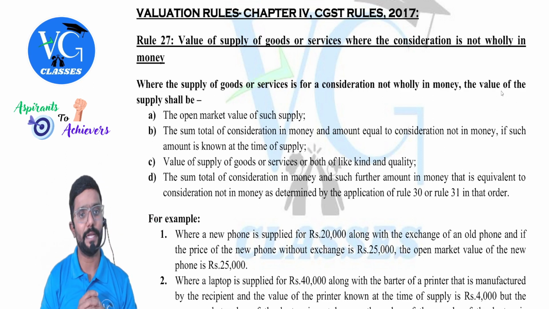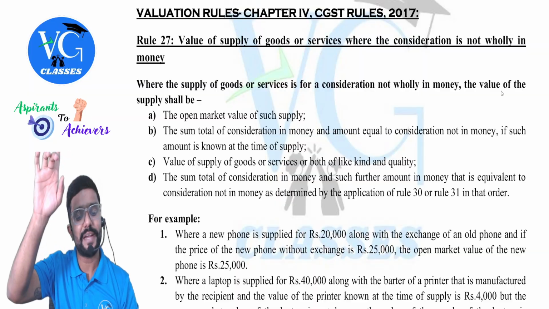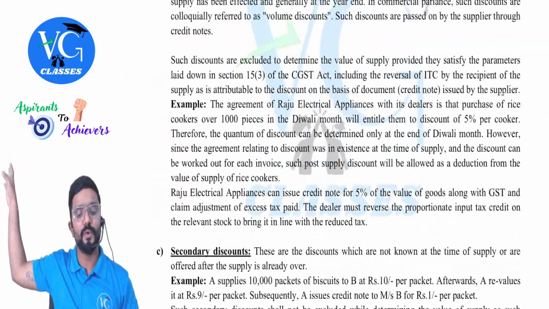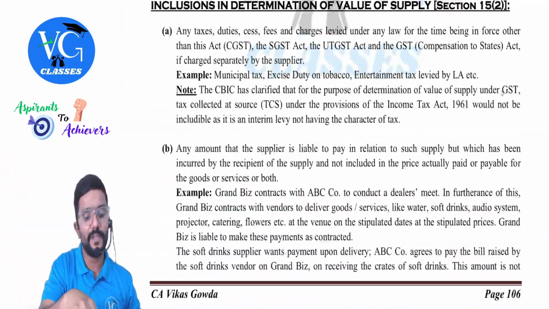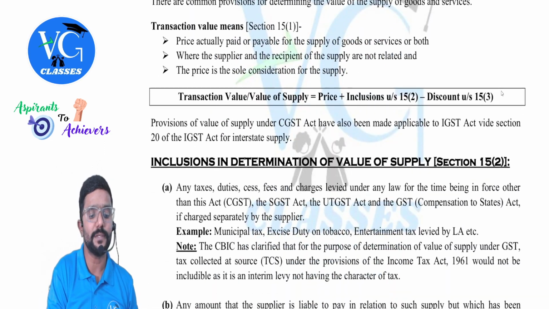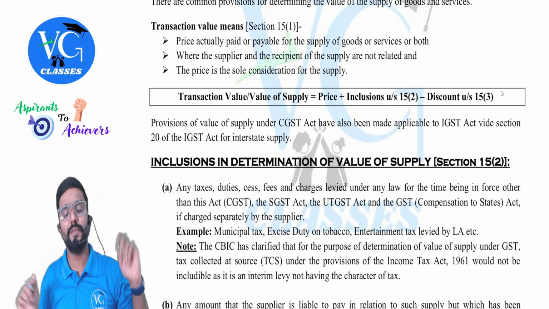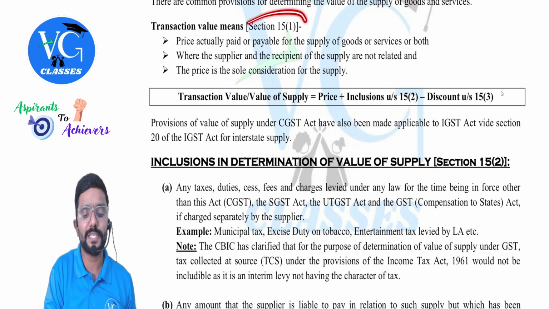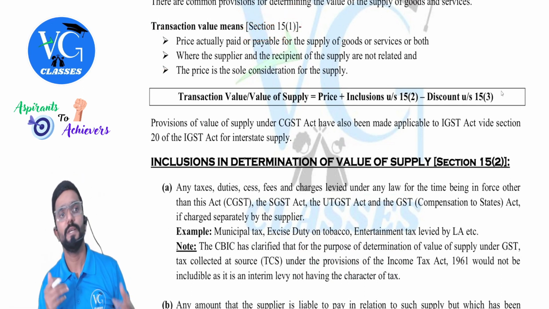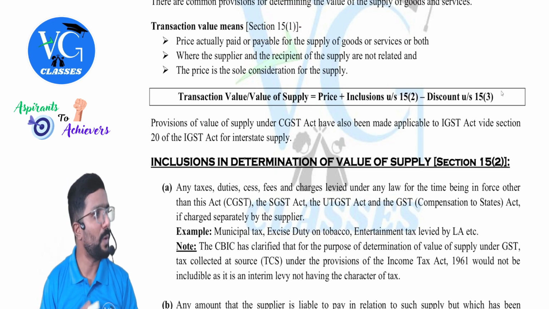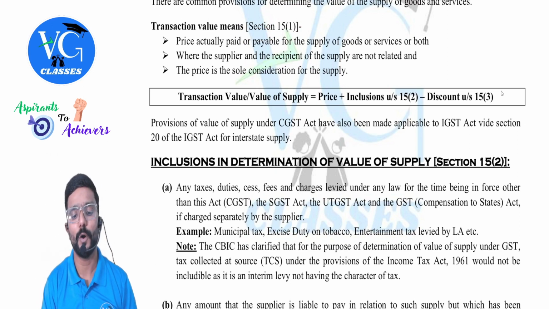What is the first rule telling about? Guys, I repeat again, please pay attention. When are we applying these rules? When any one of these conditions is missing, or all of them are missing. So can we decide the value of supply as per section 15.1? No, not possible. So that is why we are referring to the valuation rules.